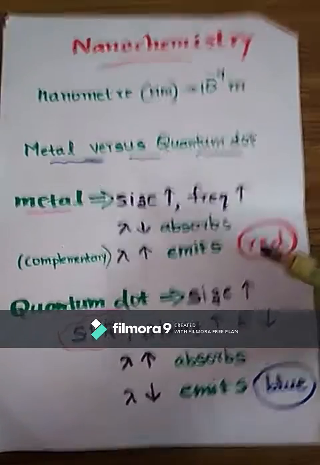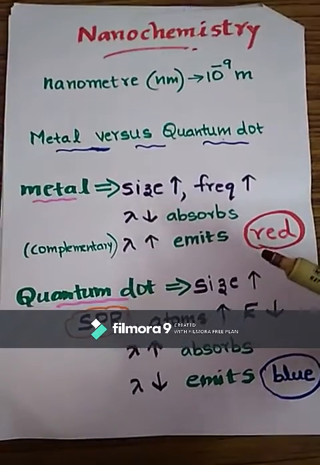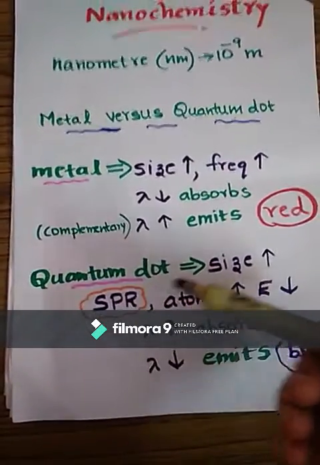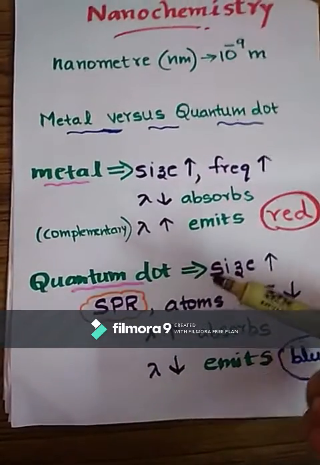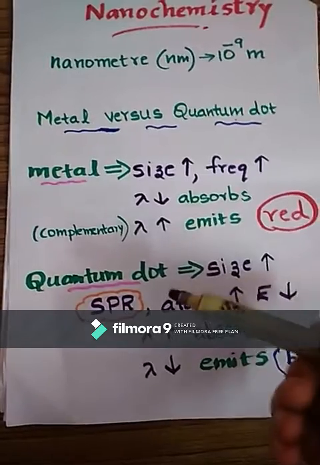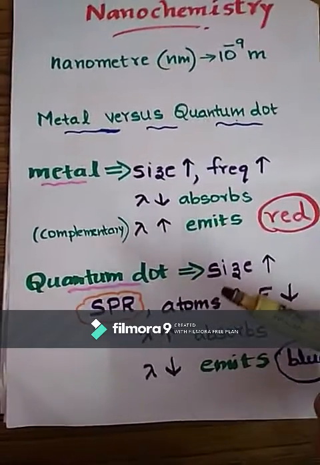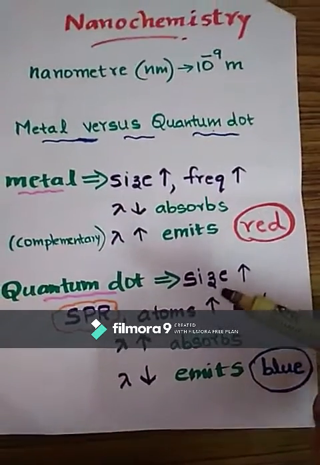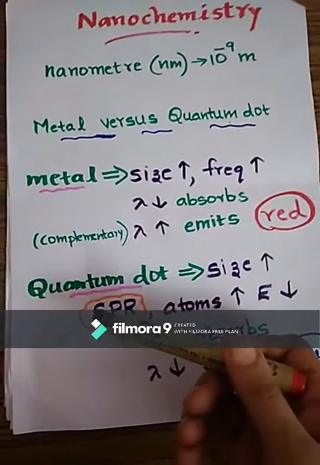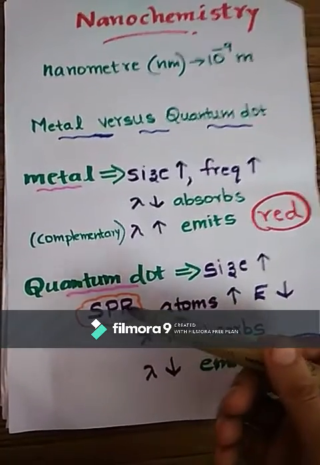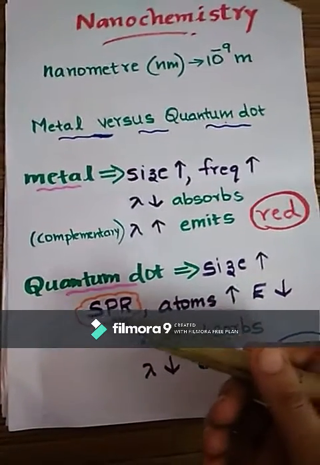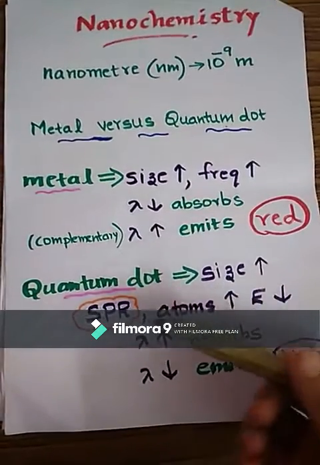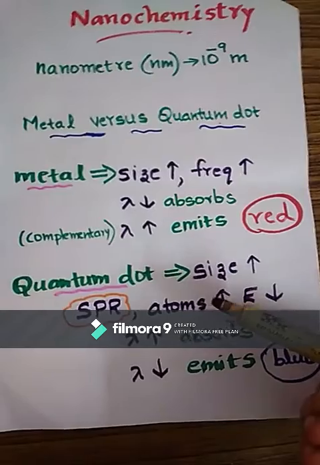Next, we can look at how a quantum dot produces color at the nano level. A quantum dot is a semiconductor nanoparticle, for example cadmium sulfide or cadmium selenide, etc. If their size is more, a phenomenon called surface plasmon resonance (SPR) is formed. Thus, the atoms present on the surface of this quantum dot increase.